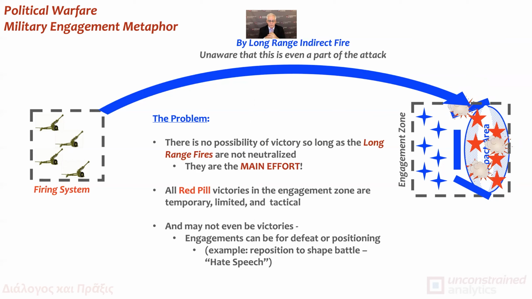For people who are not familiar with military-ese, indirect fire is long-range howitzer fire that comes from over your visual range. Howitzers are what some people call cannons, but they're not. They're indirect fire. They fire on a loop and hit the target. So here's the problem with this analogy, the long-range indirect fire analogy. You're unaware that it's even part of the attack. So there is no possibility of victory so long as the long-range fires are not neutralized. In fact, they are the main effort.